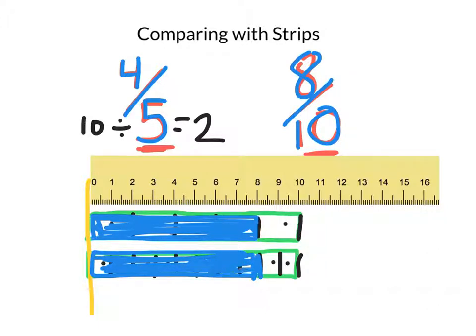Alright, now that I've done that, I can compare. 4/5 went up to here, 8/10 goes up to there. That means these two are equal. Yes, 4/5 is equal to 8/10.